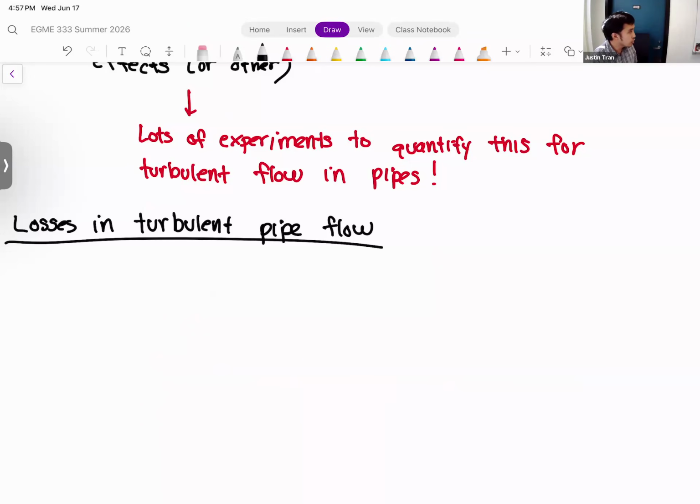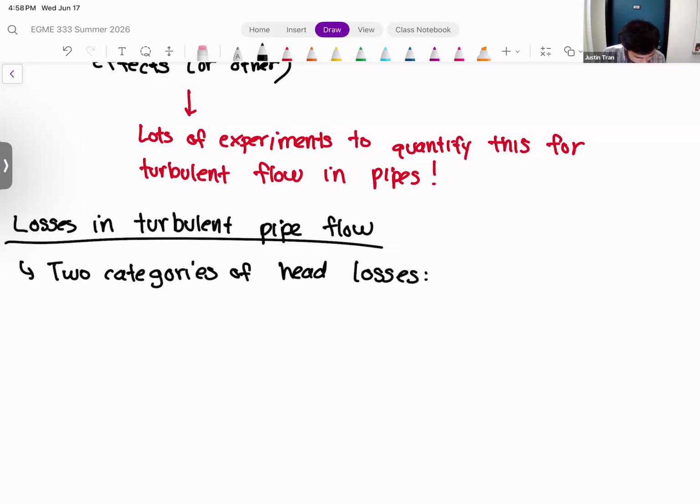Okay, so let's talk about losses in turbulent pipe flow. So head losses in turbulent pipe flow generally fall into two different categories. Okay. And I will say that the naming convention for these two categories is pretty terrible. And so I'll work to dispel that naming convention, but this is just what it's called, and this is what everyone calls it, and so we have to abide by that.